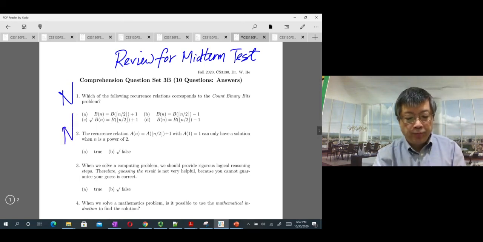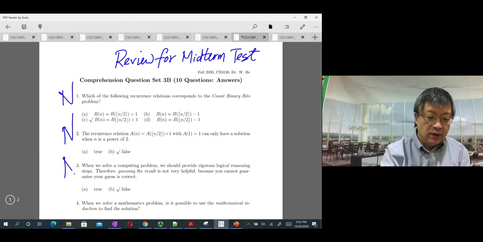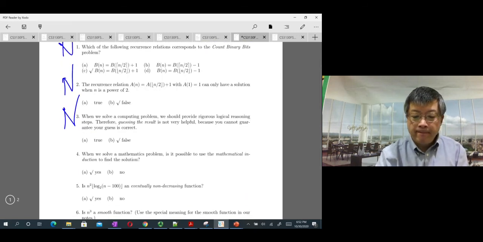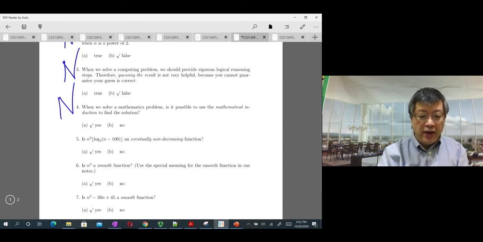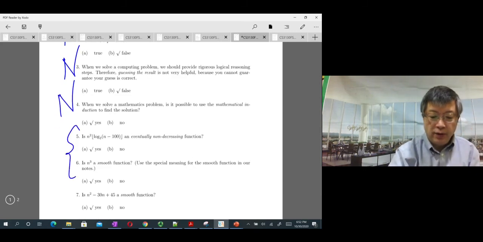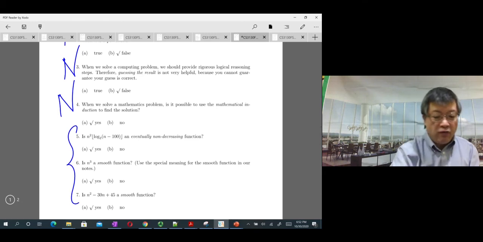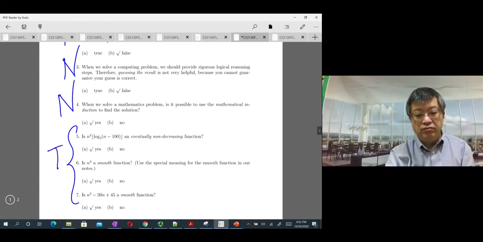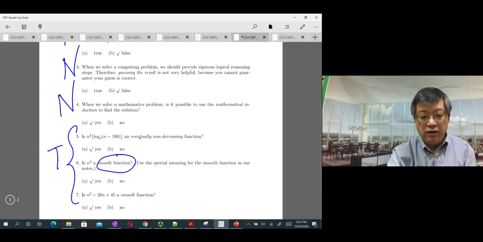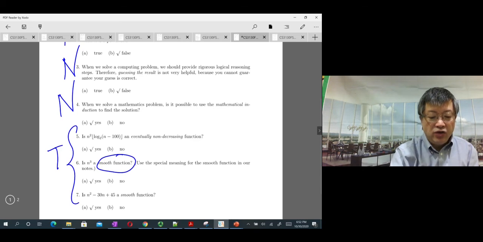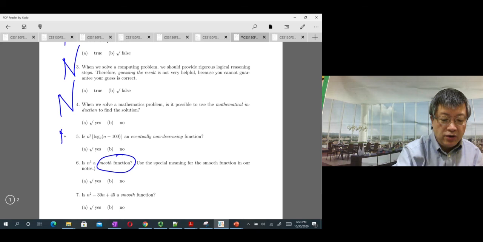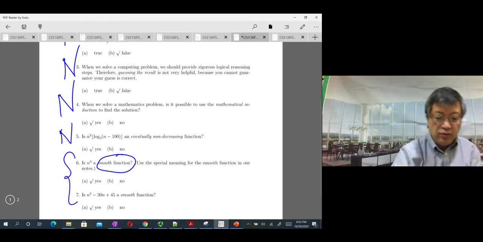Skip. The strategy, this one, skip. All right, so next, the smooth questions. These 3 together, same topic, right? So I want to give one question about the smooth function. Eventually non-decreasing. Let me put it this way, because a smooth function has to be eventually non-decreasing. So I do not check eventually non-decreasing directly, but I want to do the smooth function.